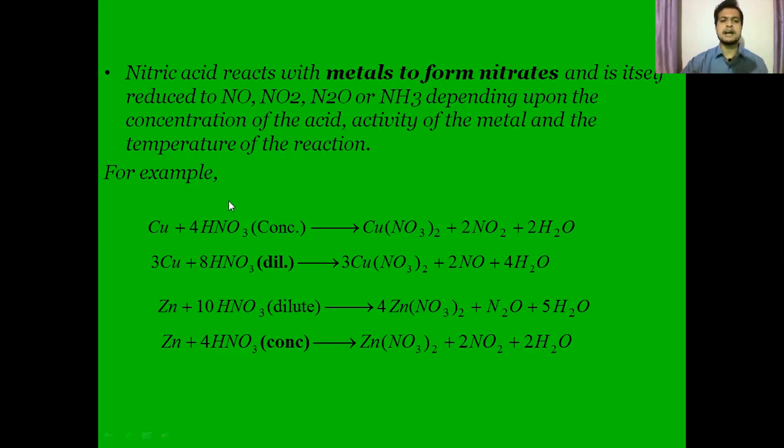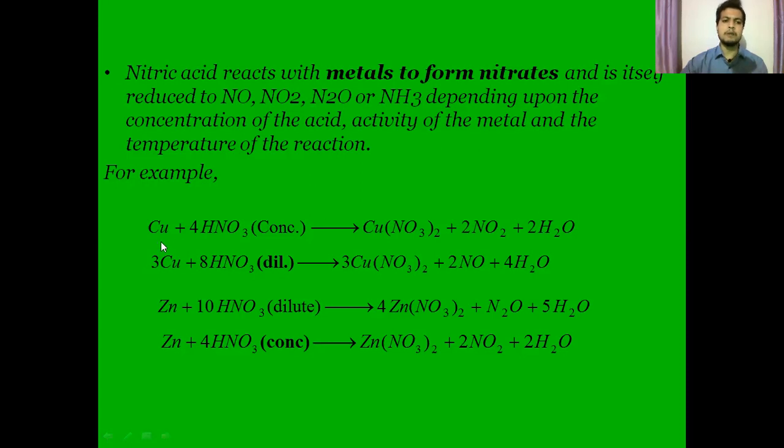If copper is reacted with concentrated nitric acid, it gives us copper nitrate. That is, any metal will convert into its nitrate, so copper nitrate. But the side products which you get over here are nitrogen dioxide and water.